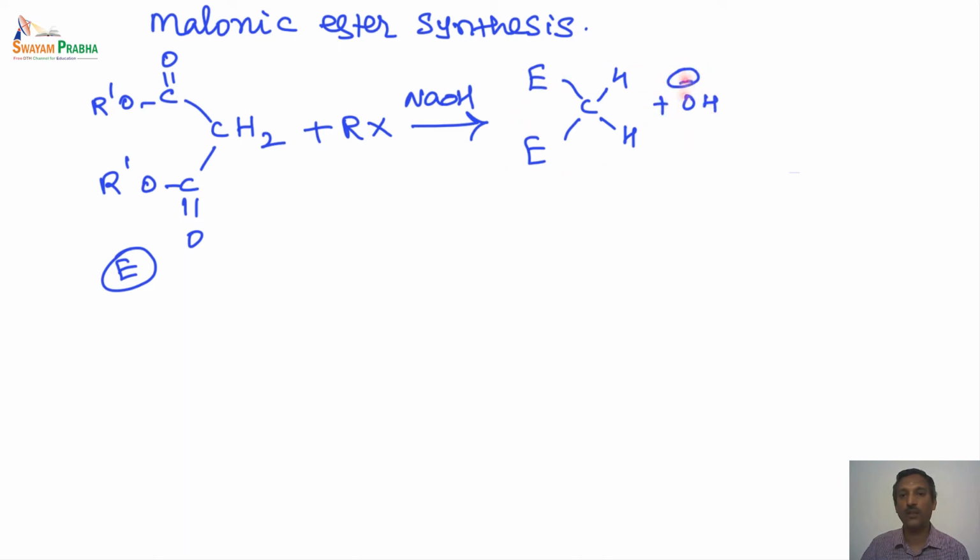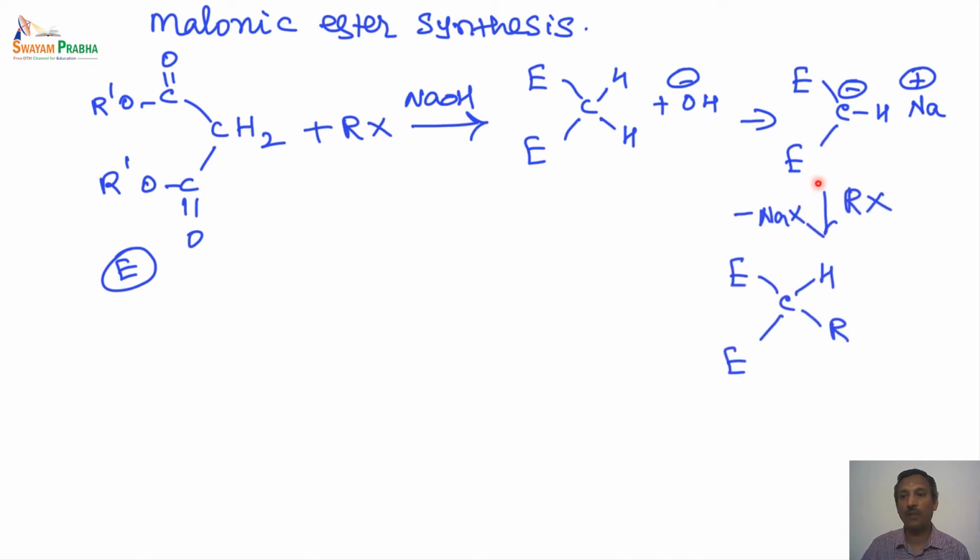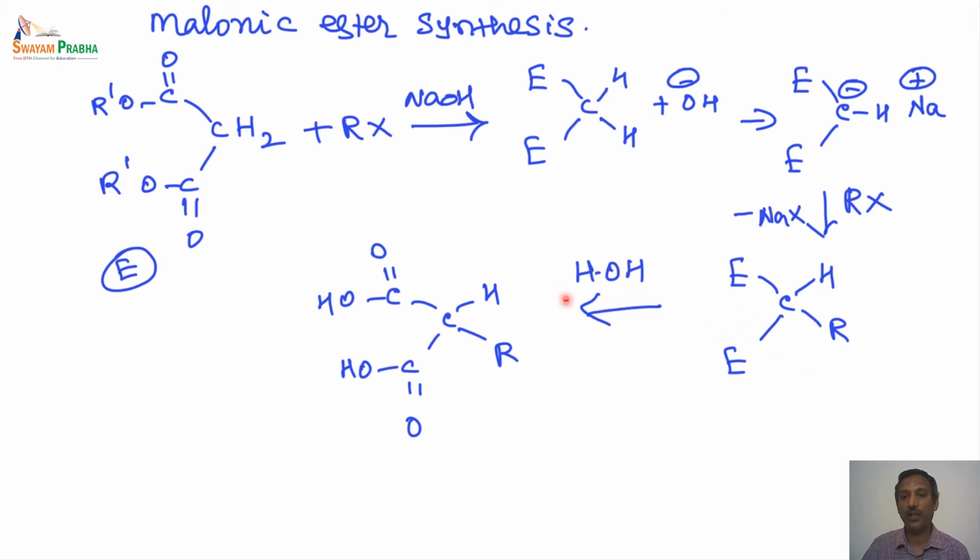When treated with the base, this is acidic hydrogen. Because of the two electron withdrawing groups, these protons are highly acidic in nature, so they can be easily abstracted by the base. So the base abstracts this particular proton, which produces an anion, and this anion on treatment with alkyl halide undergoes the substitution reaction we know. So sodium halide is removed in this reaction, which produces the corresponding intermediate, this diester. This on hydrolysis produces the dicarboxylic acid.